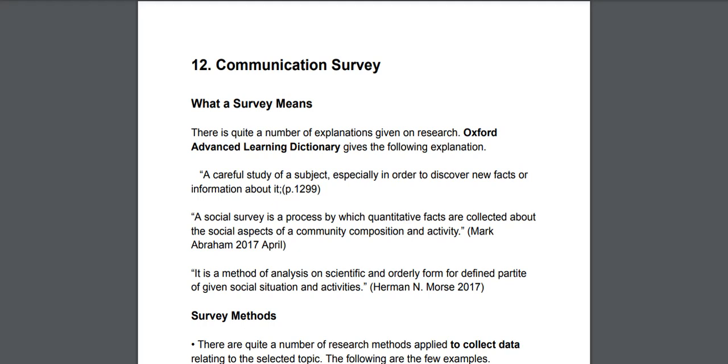Hello everyone. So let's see the last lesson you have, that is the 12th lesson. Here we have to talk about the communication survey, right? Before going to the communication survey, we have to see what this survey means. Here you have some definitions. Out of them you can select one and study, or else you can construct your own idea also.